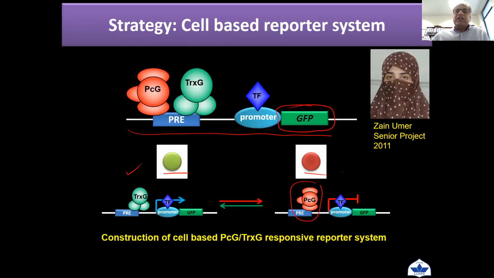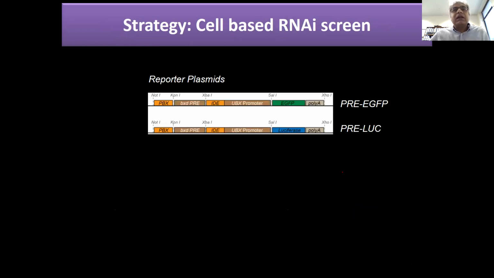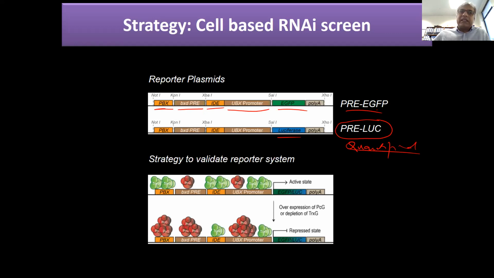So Zain Omar, she established this reporter. She started cloning, not established. She started cloning in the final year as her senior project. So our detailed construct was, we cloned the BXD PRE, then the imaginal disc enhancer, the postpronotum enhancers. These are the enhancers. Then the Ubx promoter, one of the homeotic genes, and then EGFP, or we cloned luciferase. Luciferase is essential because it can be quantified as well in high throughput screens. And GFP is for visual assays.